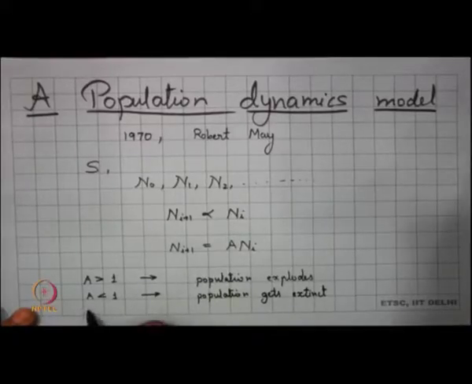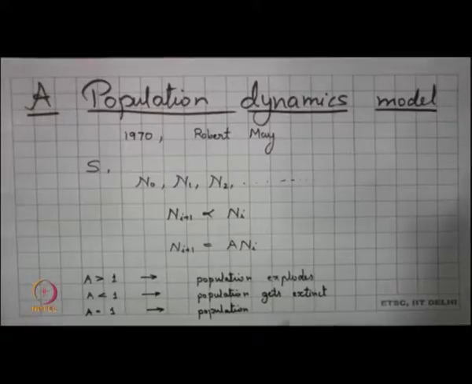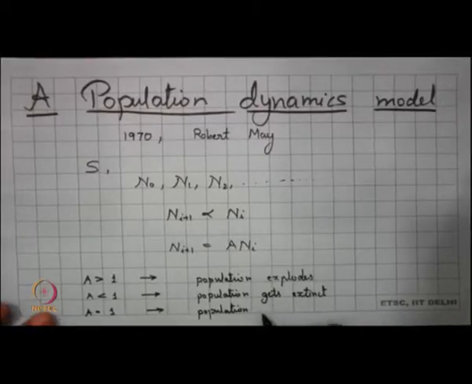And if my A is equal to 1, then the population remains constant, no matter how the season changes, whatever happens to the year, the population continuously remains constant. So, population remains constant.